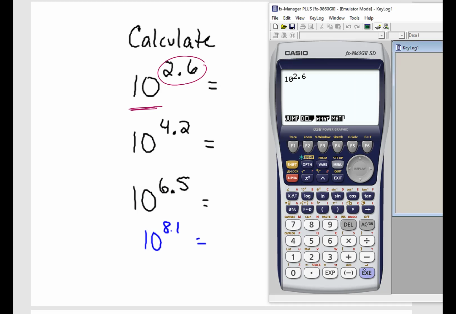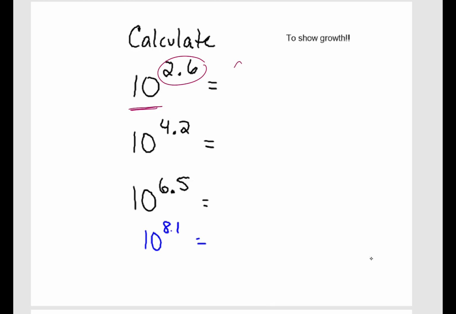Press execute, and boom, you have your answer. So we're just going to approximate to the nearest whole number. So 398 for this first one. And then let me input the rest of these into the calculator.